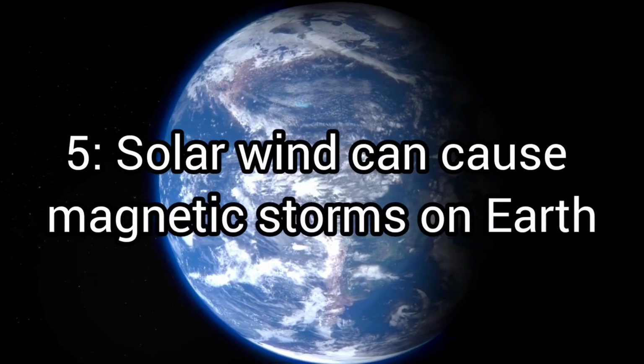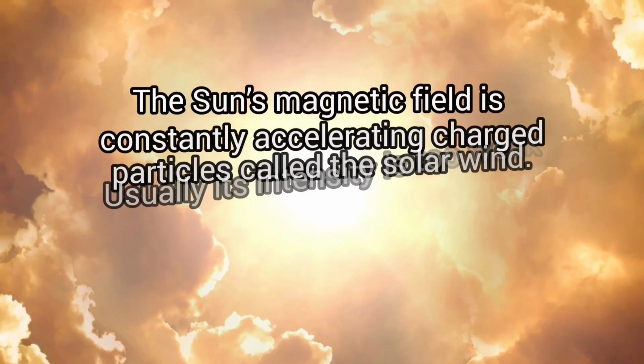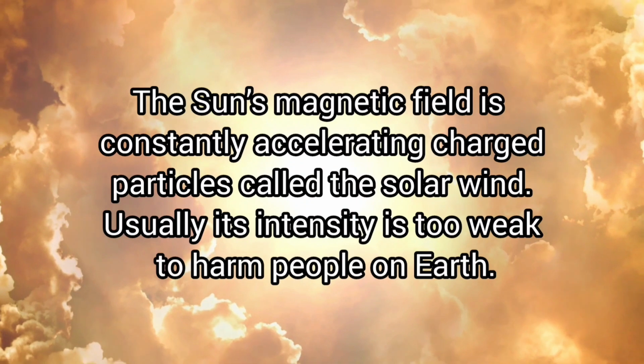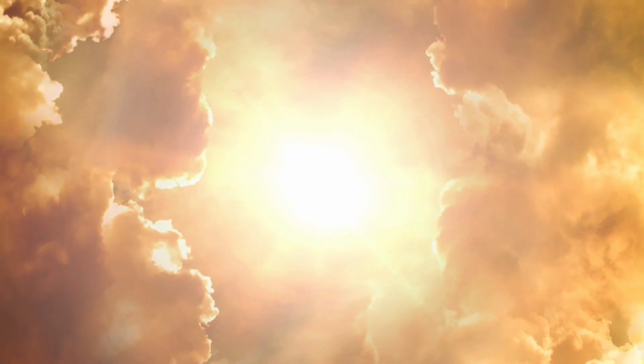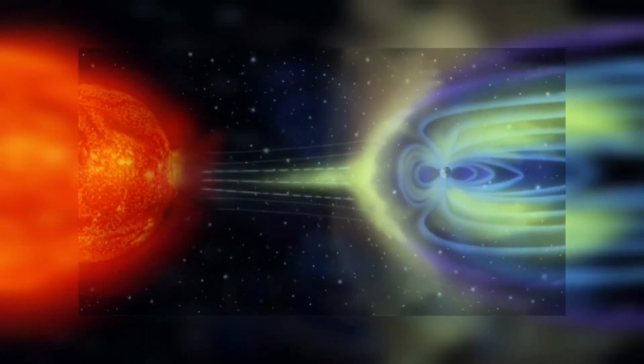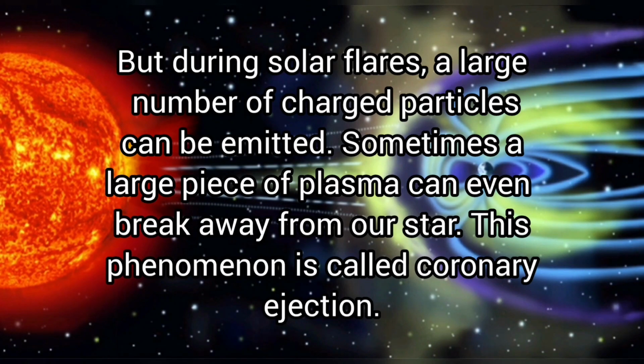Solar wind can cause magnetic storms on Earth. The Sun's magnetic field is constantly accelerating charged particles called the solar wind. Usually its intensity is too weak to harm people on Earth. But during solar flares, a large number of charged particles can be emitted. Sometimes a large piece of plasma can even break away from our star.